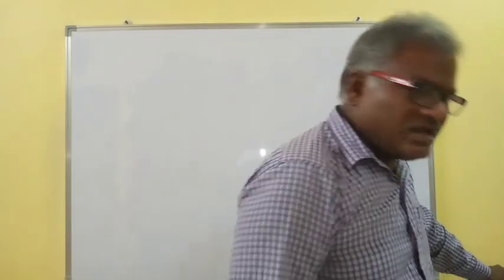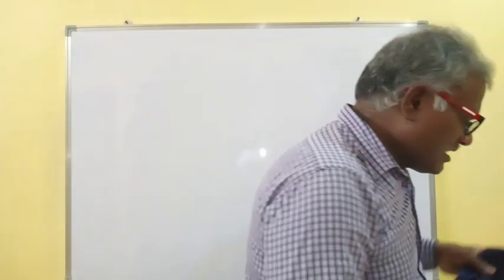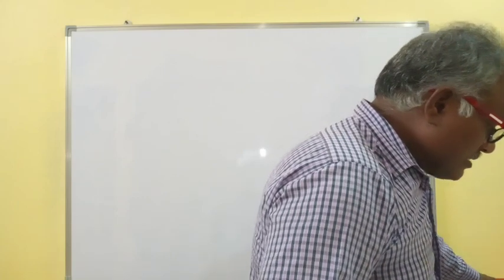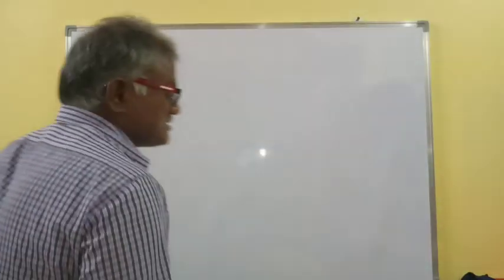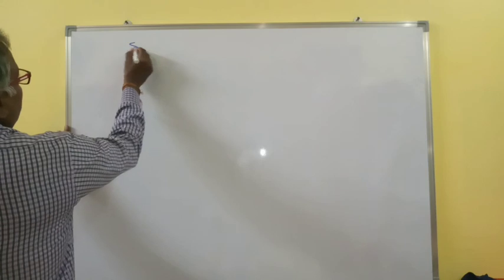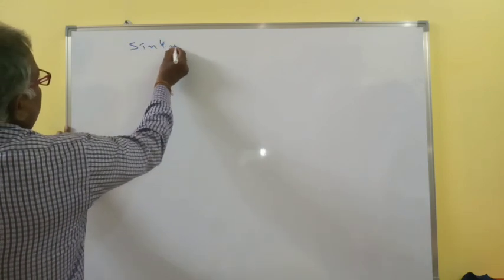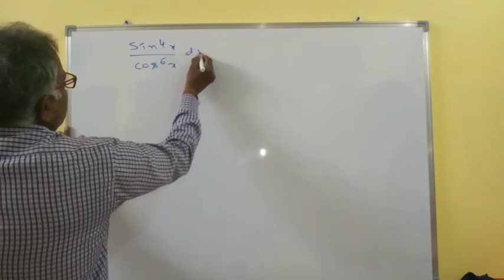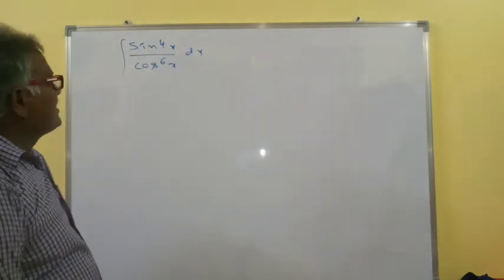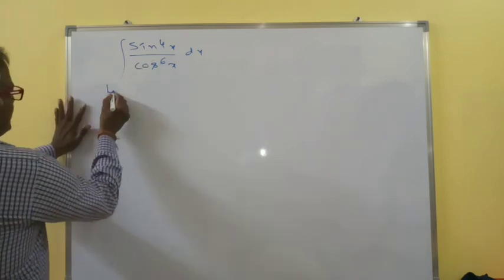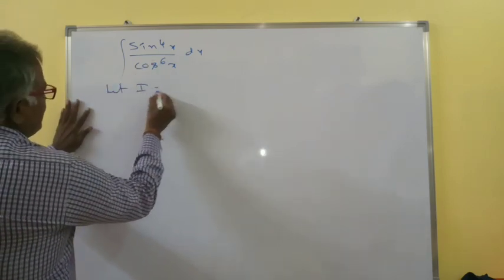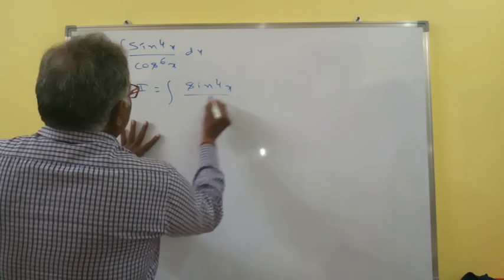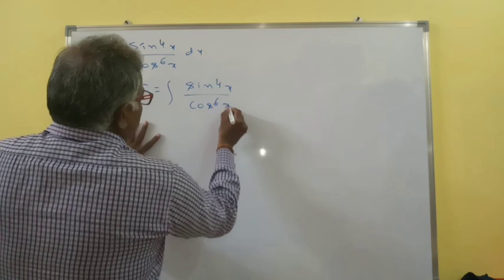You see in this video, this is the last but one problem: integral of sin power 4x divided by cos power 6x dx. Okay. First of all, you see, let I is equal to integral of sin power 4x divided by cos power 6x dx.